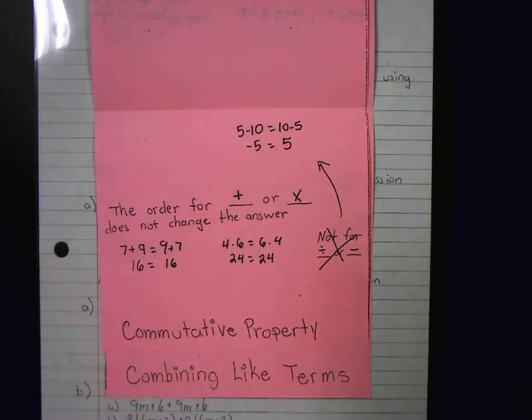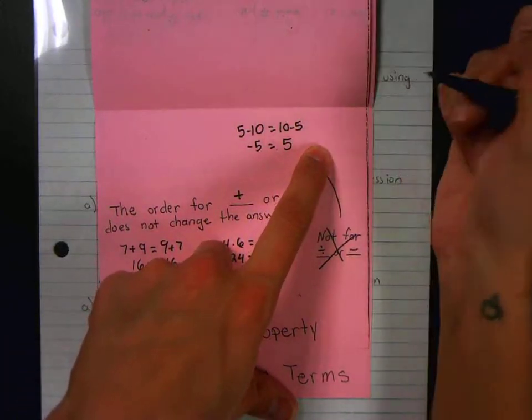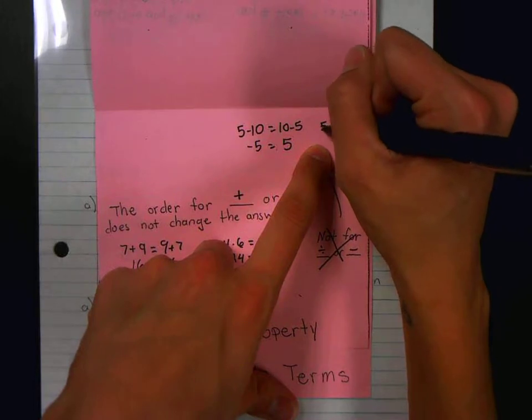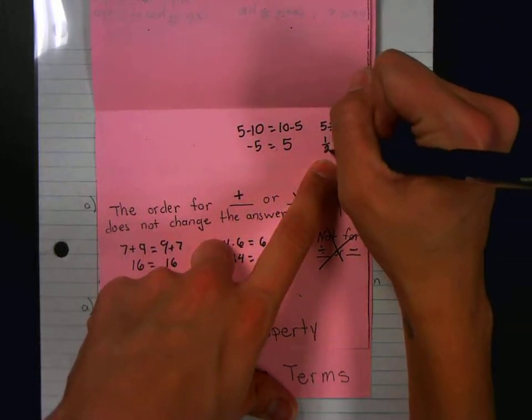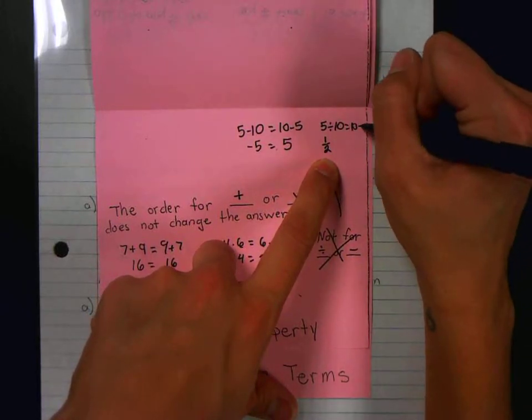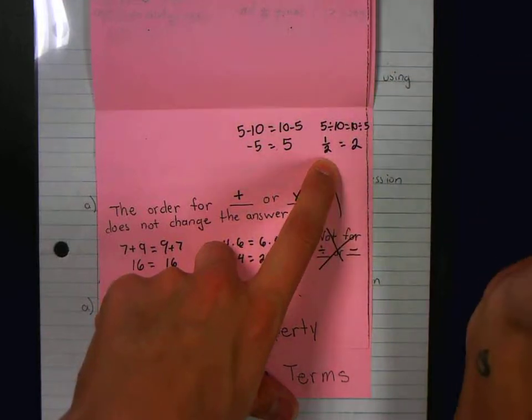Okay. And for division, you can do, again, same thing. You can do 5 divided by 10, and that's actually going to get you 1/2. But if I did 10 divided by 5, I actually get 2, so I get 2 different answers here. Okay, so that doesn't work.